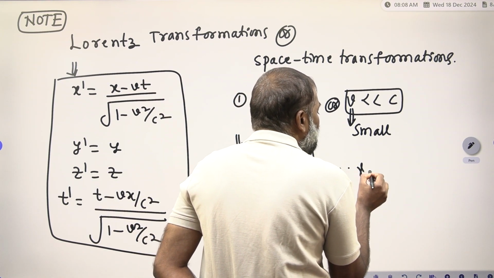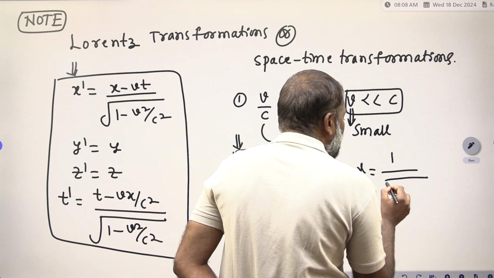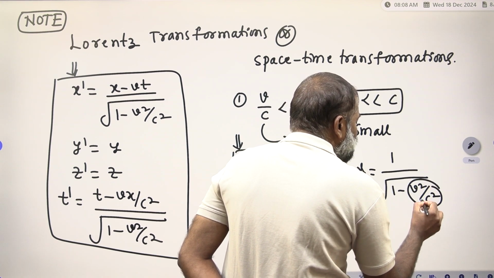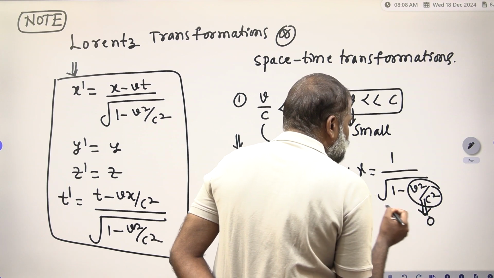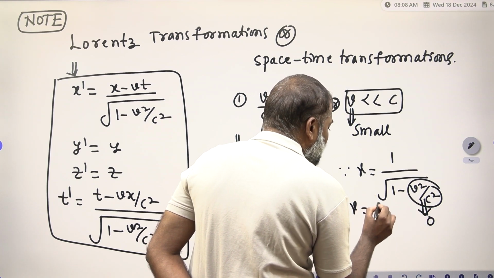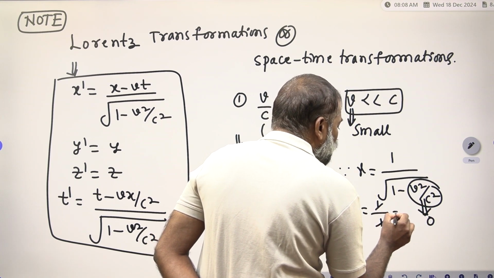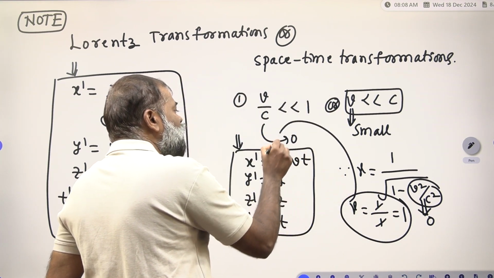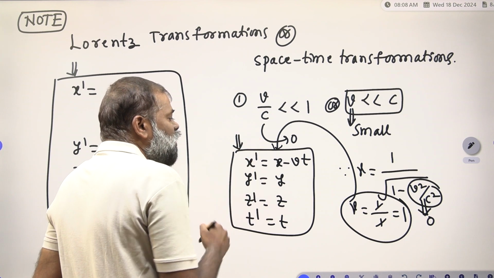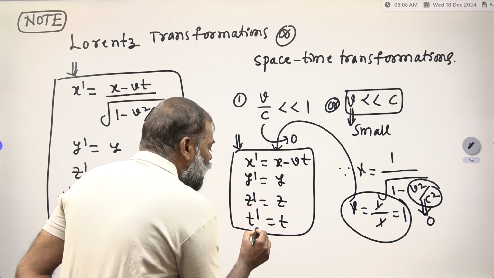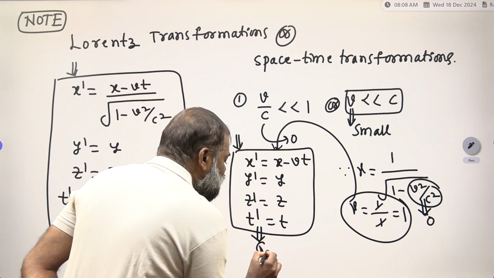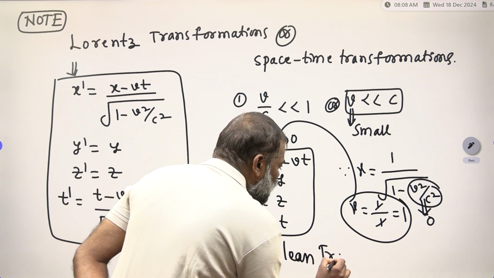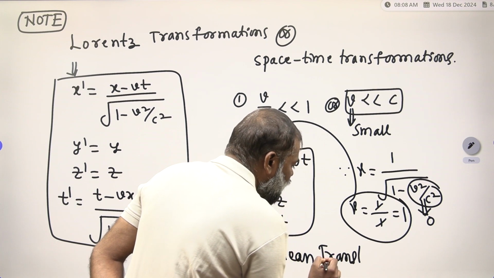Since gamma is equal to 1 by square root of 1 minus v square by c square, this v square by c square tends to 0. Therefore, gamma is equal to 1 by 1, which is equal to 1. If gamma is equal to 1, then the Lorentz transformation will become what transformation? Galilean transformation.